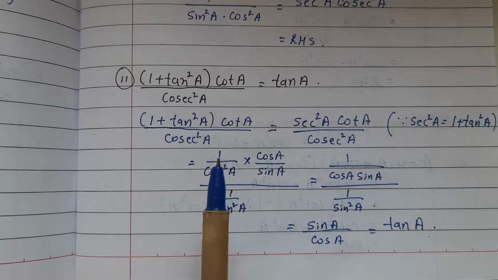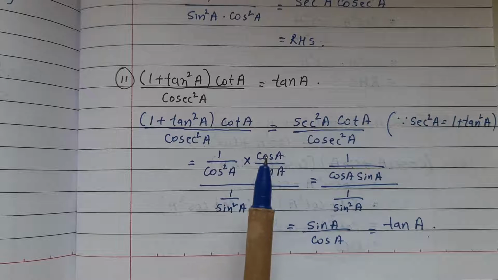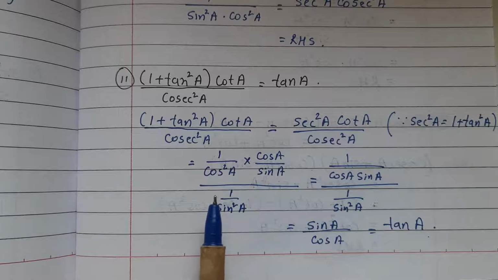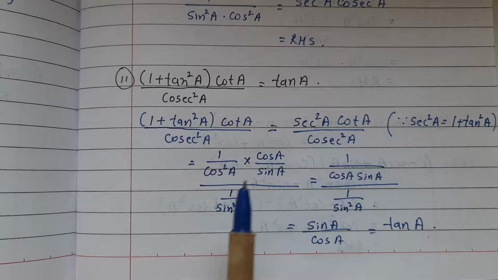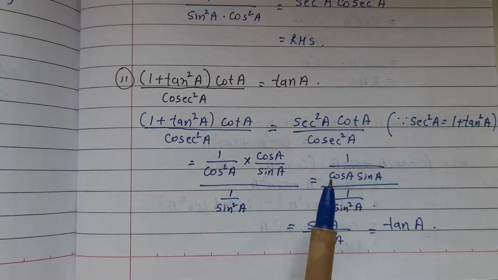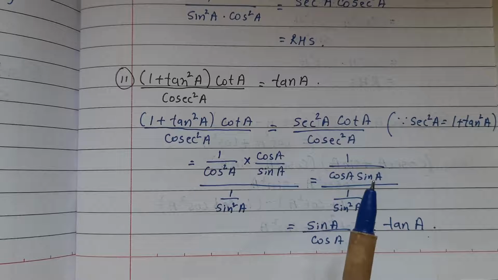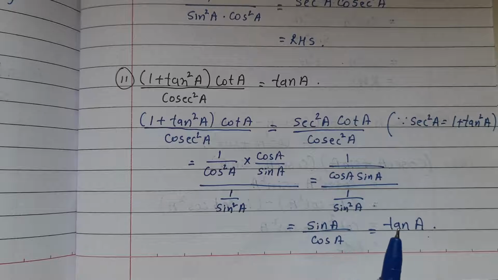So we will write 1 upon cos square A into cos A upon sin A upon 1 upon sin square A. Cos A gets cancelled, equal to 1 upon cos A into sin A upon 1 upon sin square A. Sin A also gets cancelled. We get sin A upon cos A, which is equal to tan A, equal to right hand side.